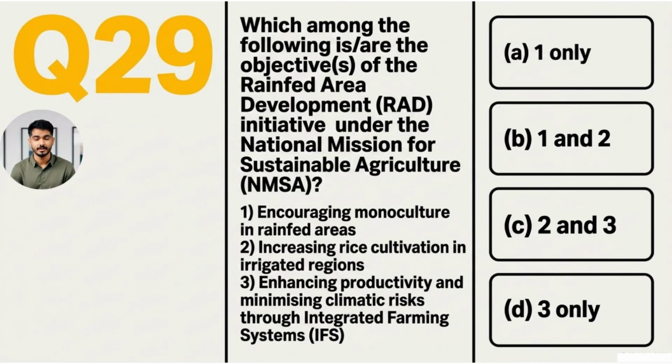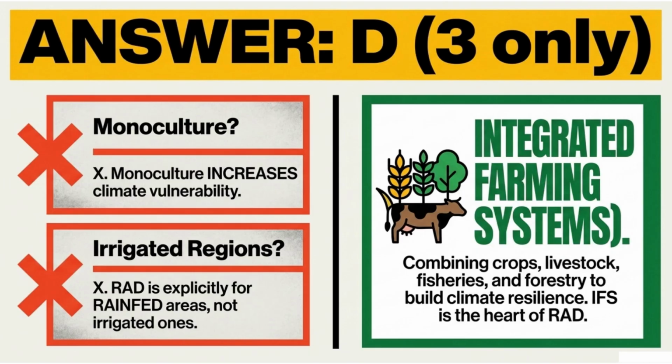Question 29. Which among the following is/are the objectives of the Rain-Fed Area Development (RAD) initiative under the National Mission for Sustainable Agriculture (NMSA)? 1. Encouraging monoculture in rain-fed areas. 2. Increasing rice cultivation in irrigated regions. 3. Enhancing productivity and minimizing climatic risks through integrated farming systems (IFS). Answer is option D, 3 only.